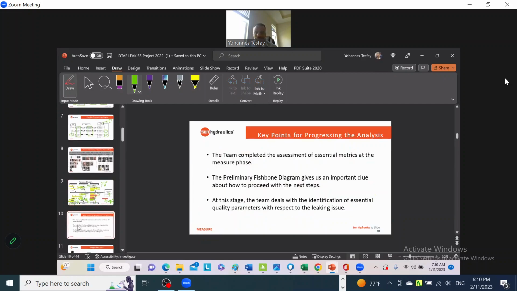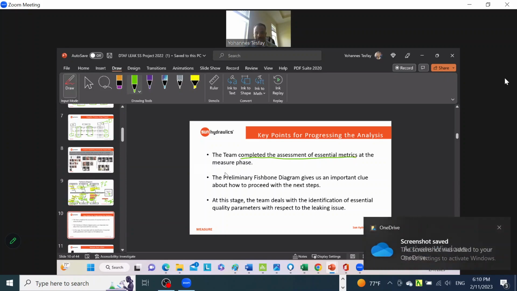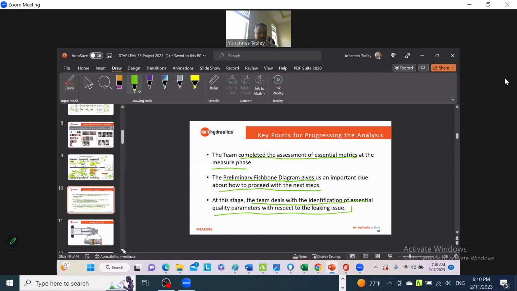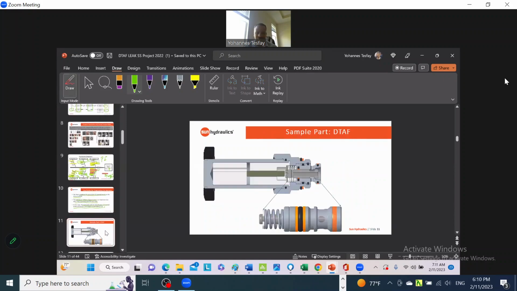Now, key pointers, still in the measure phase: we completed the assessment of essential metrics at the measure phase. The preliminary fishbone diagram gives an important clue about how to proceed to the next step. At this stage, the team deals with identification of essential quality parameters for the leak problem. Okay. Now I'll show you here.